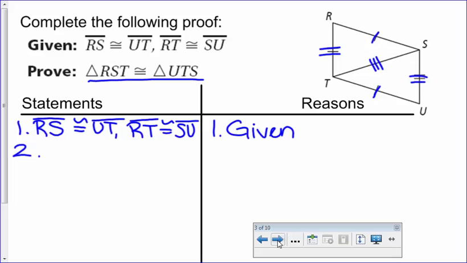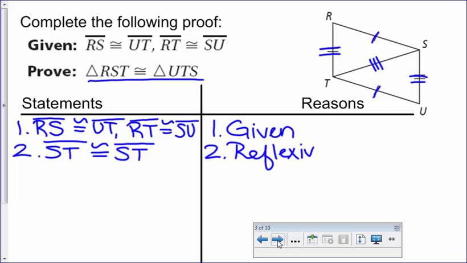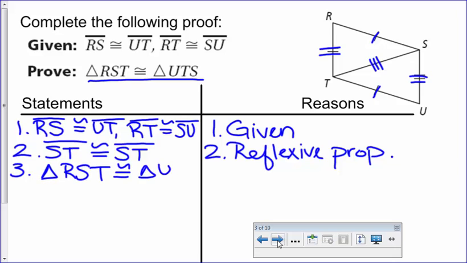Every time you mark something on the diagram, you have to write it as a step. So side ST is congruent to ST, and remember what property that is. It's the reflexive property. Anytime you mark a shared side, you have to write down the step, and it has to be the reflexive property. So now, looking at our proof, do we have enough information to say that those two triangles are congruent? Yes. Triangle RST is congruent to triangle UTS, and the reason why they're congruent is marked by SSS, side, side, side. So that first proof is done.